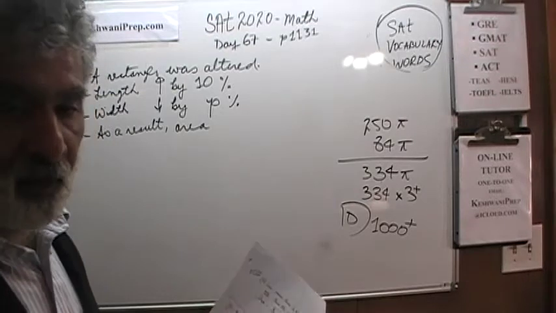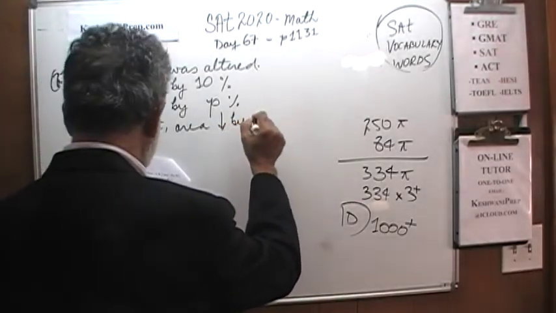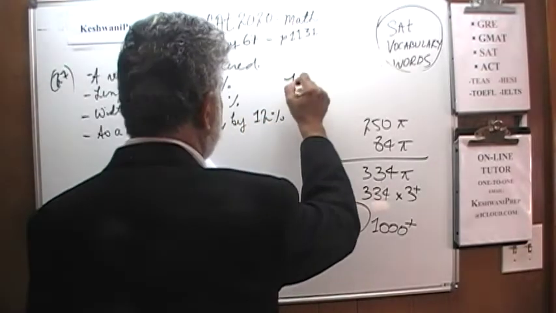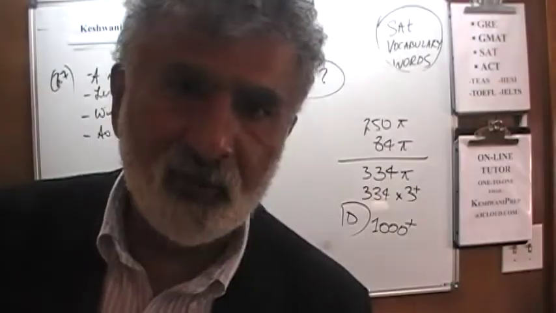A rectangle whose area has gone down by 12%. The question simply is, in order for that to be true, what must be the value of p?